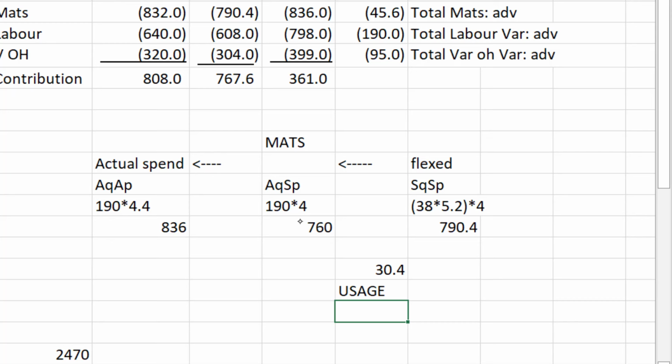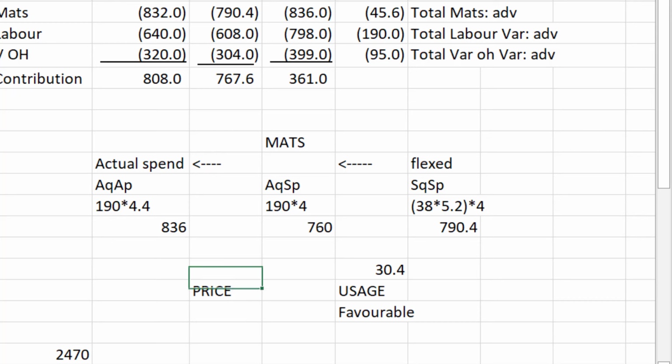And we see 30.4. The number is positive, so we can say that it is favorable. And if we interpret that number, when we produce 38,000 units, we should use 790 worth of materials. We did use 760. So we used less than expected. We saved money there. That is the usage variance.